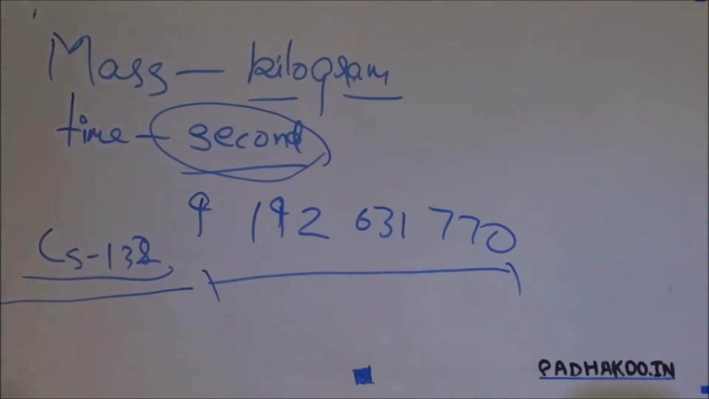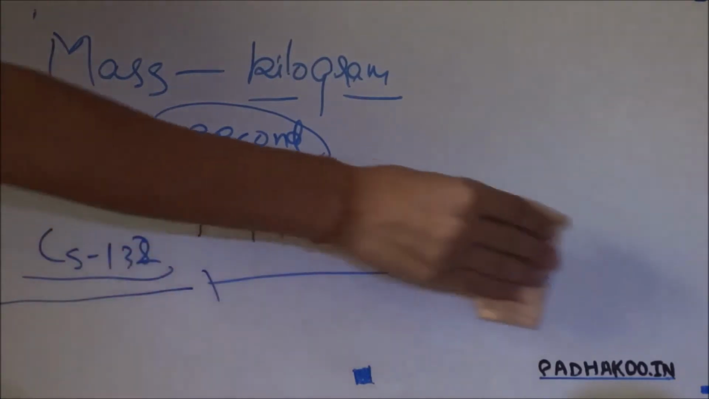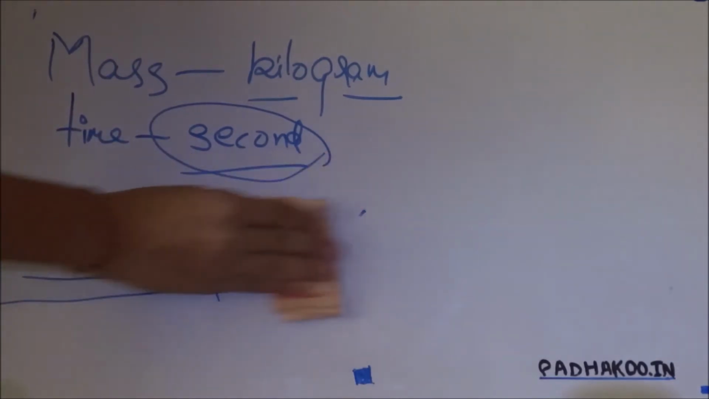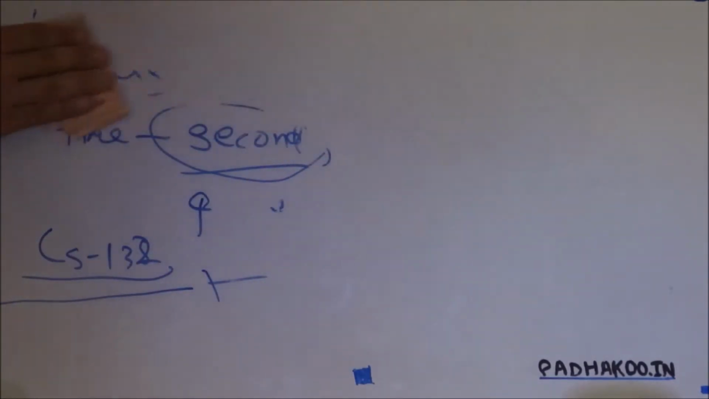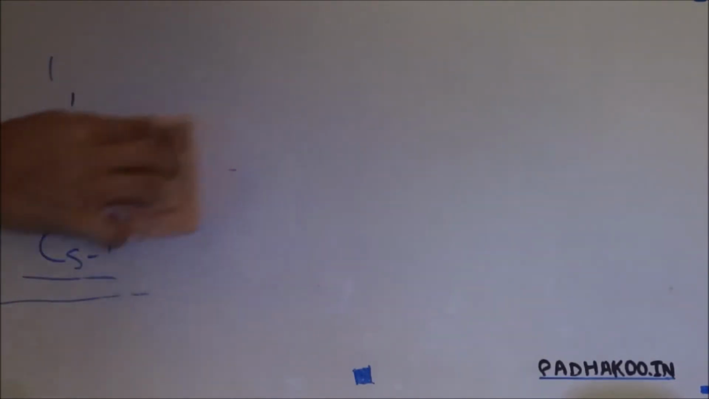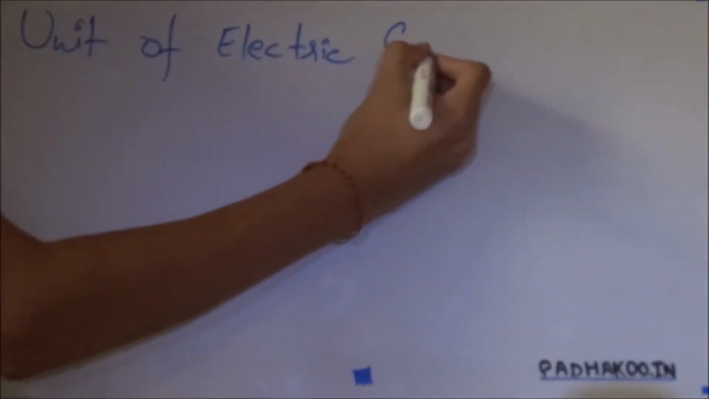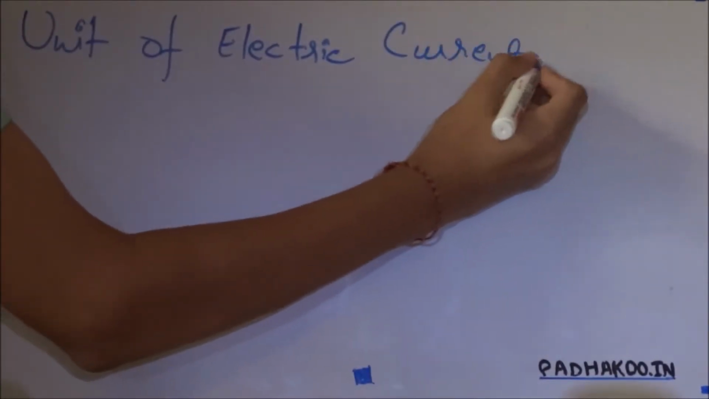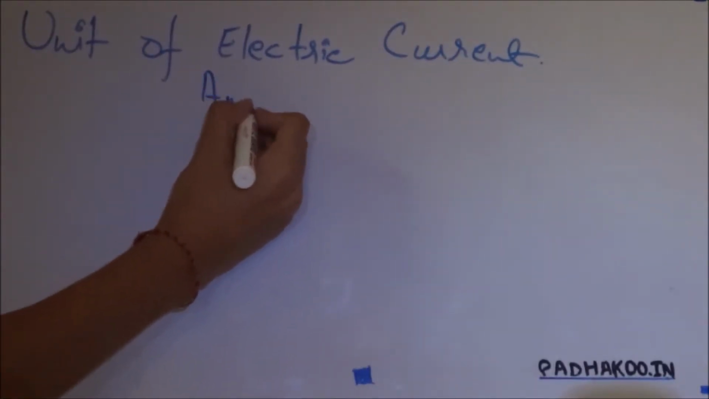Basically that's it. And then the next one is the unit of electric current. Most of us are also confused about the electric current unit, like whether it is volt, ampere, or watt. Even some say that it is horsepower. That's kind of funny. So, the unit of electric current is nothing but the ampere.